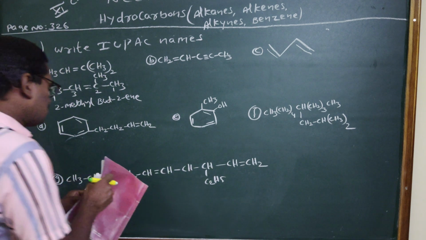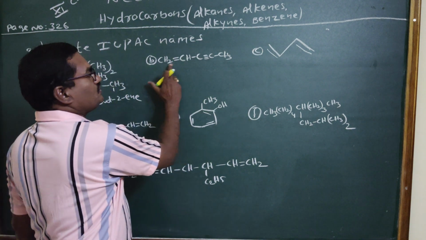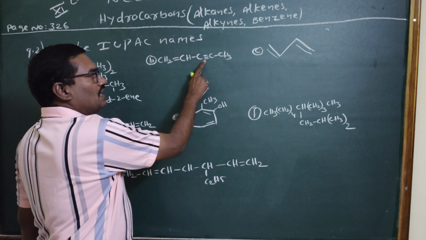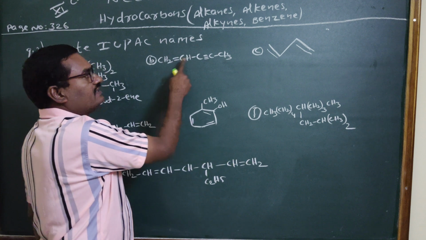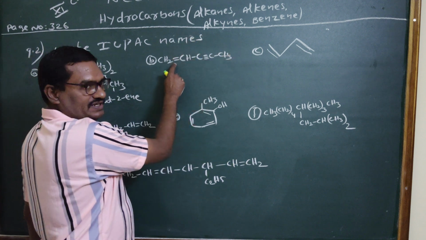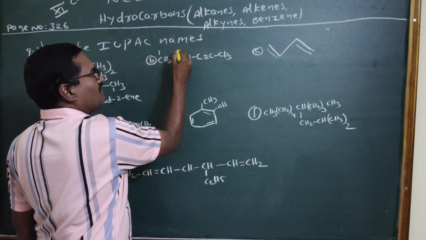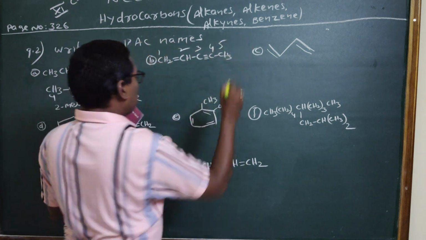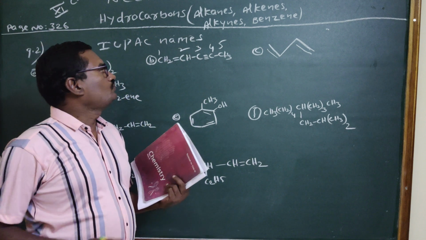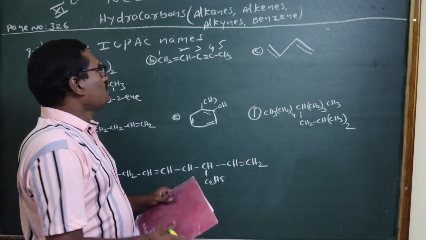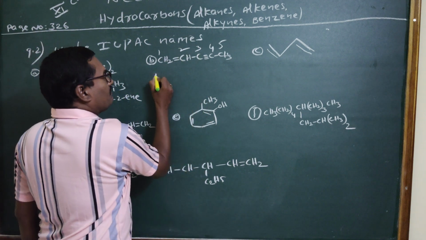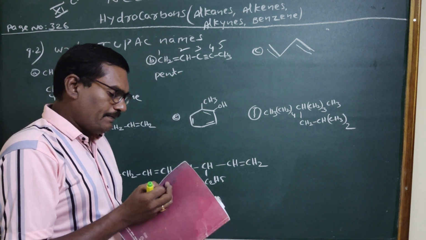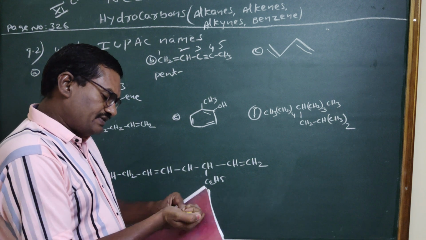Next, B: CH2=CH-C≡C-CH3. It has both an alkyne and an alkene, so we give priority to the alkene. The numbering is 1, 2, 3, 4, 5. So the number of carbons is pent.